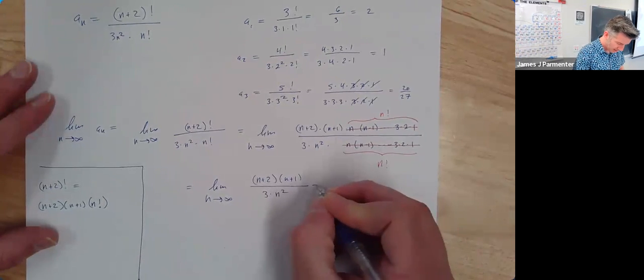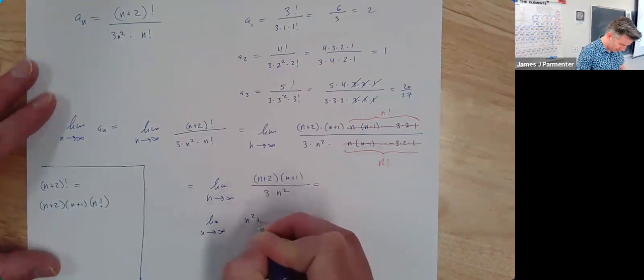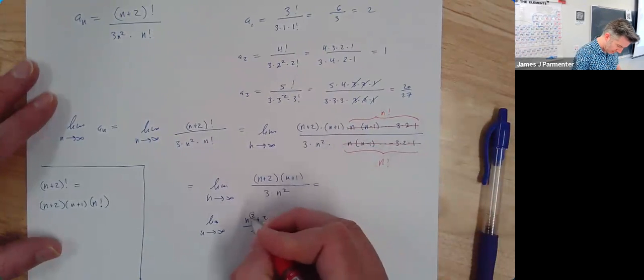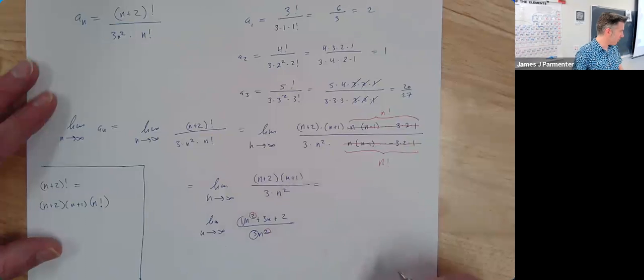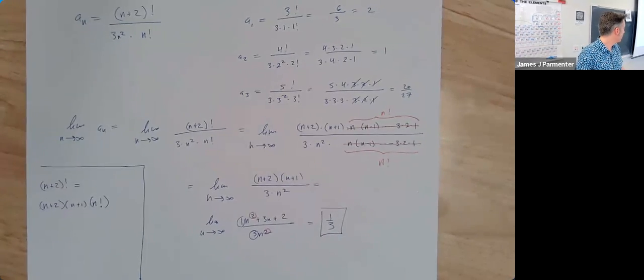Here we can just say, if I multiply out the top, I've got n squared plus 3n plus 2 over 3n squared. The degree on top and the degree on the bottom are the same. So the limit is going to be the quotient of those leading coefficients, which is 1/3. Or if you prefer, you can divide everything by n squared.